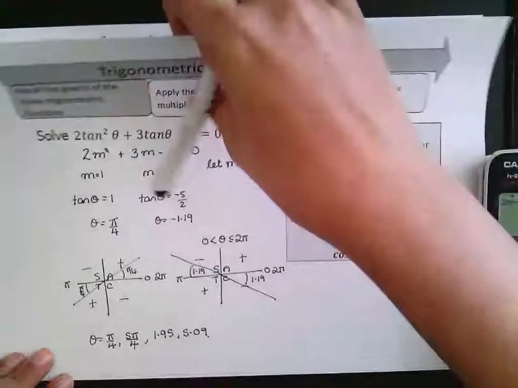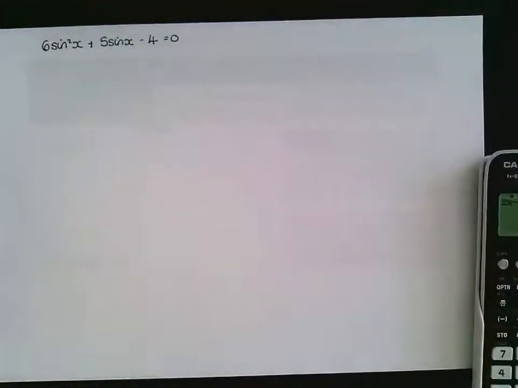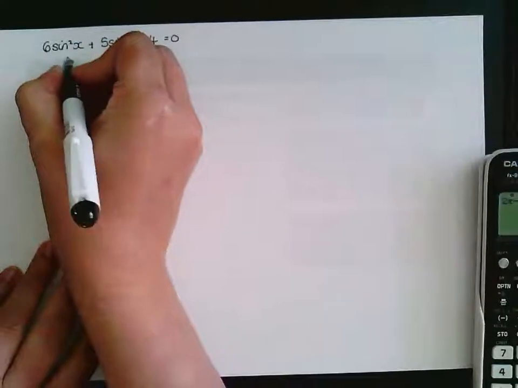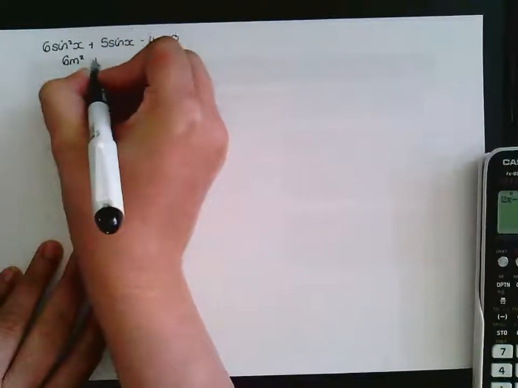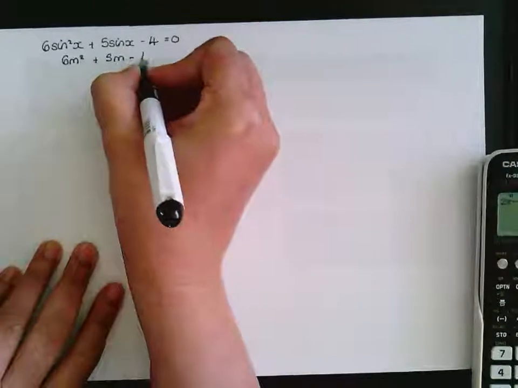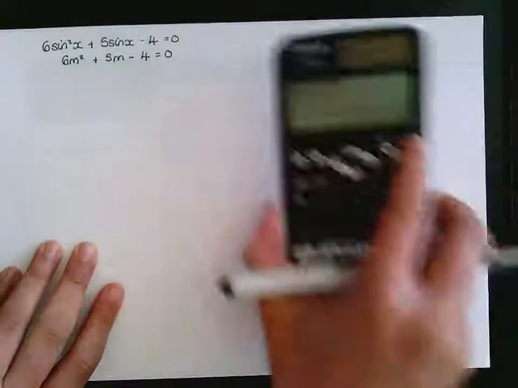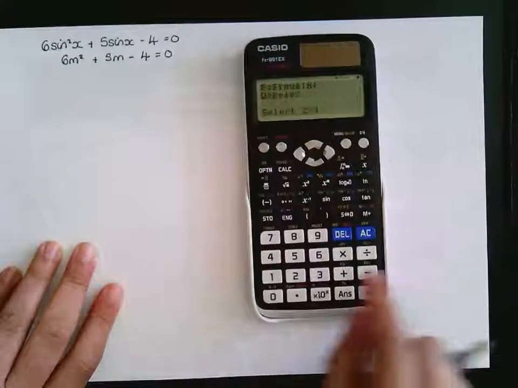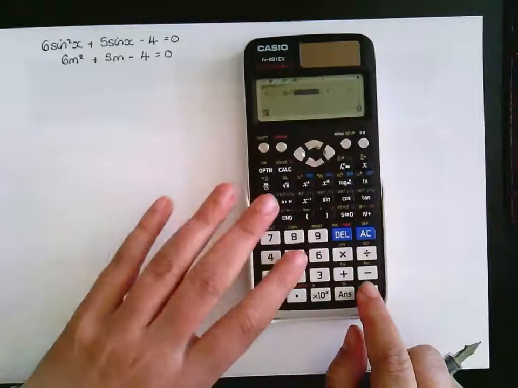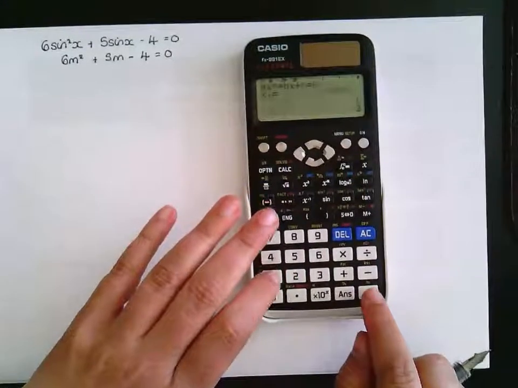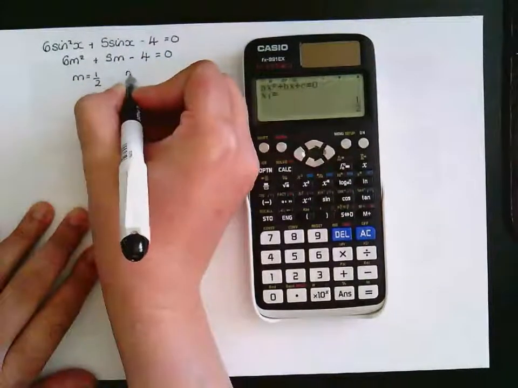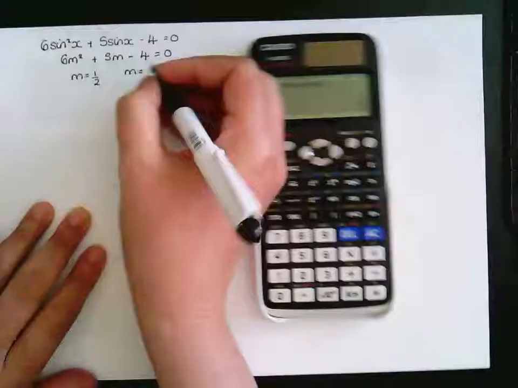Let's just do one more. Here I have 6 sine squared x plus 5 sine x minus 4. So I've got the square term, the normal term. This is a quadratic. So just like last time, I'm just going to write it with m so I can see it more clearly. And go back to the calculator in equation mode. And we have 6, 5, and minus 4. That's given us the answer of m equals a half, and m equals minus 4 over 3.